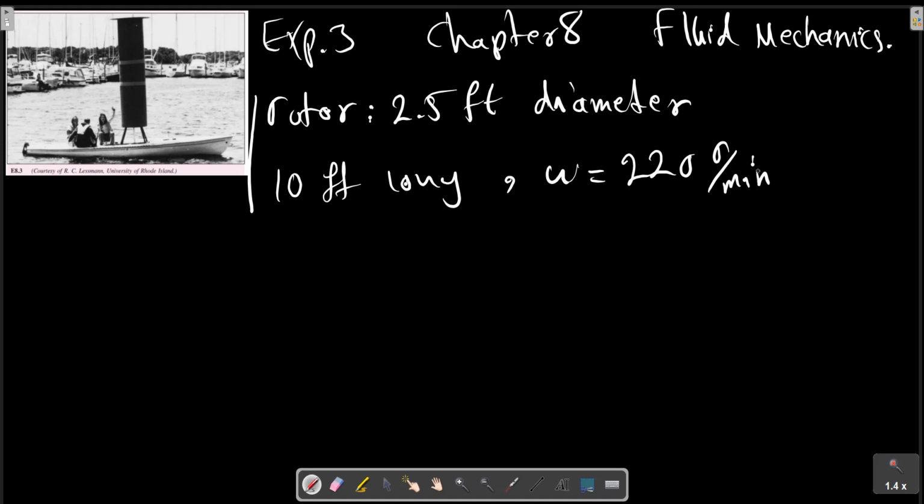It is driven by a small lawnmower engine. If the wind is steady at 10 knots, and boat relative motion is neglected, what is the maximum thrust expected for the rotor? Assume standard air and water density.